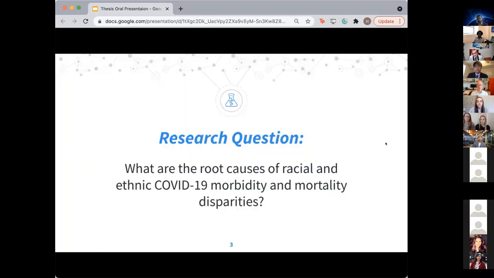So my research question was, what are the root causes of these racial and ethnic disparities, both in morbidity, which is cases of COVID-19, and in mortality, deaths from COVID-19? My initial research on this topic gave me two vastly different explanations, one on the cellular side and one on the systemic racism side. I found no papers that looked at both. So my aim with this paper was to fill the gap in knowledge and use more of an interdisciplinary approach to examine what was causing these disparities.